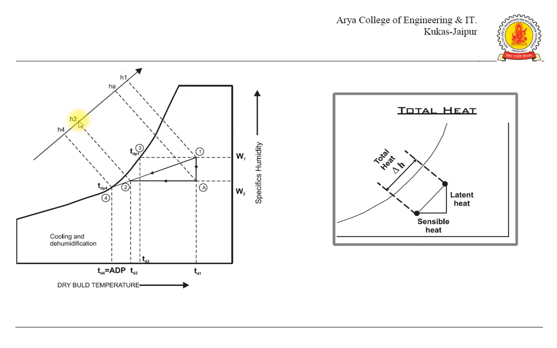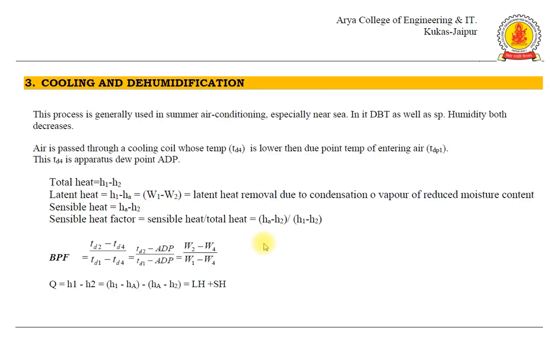H1 minus H2. This process can be divided into two processes: sensible cooling as well as latent cooling. So it will have two parts: latent heat part as well as sensible heat part. Total heat will be this much. So total heat lost will be H1 minus H2.